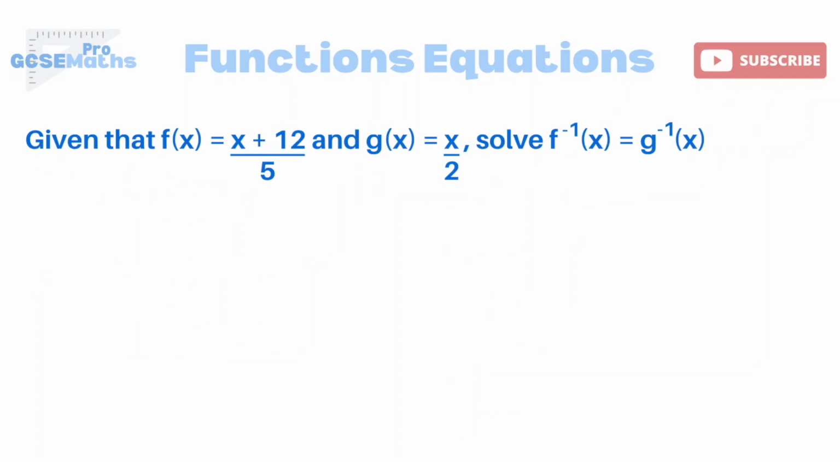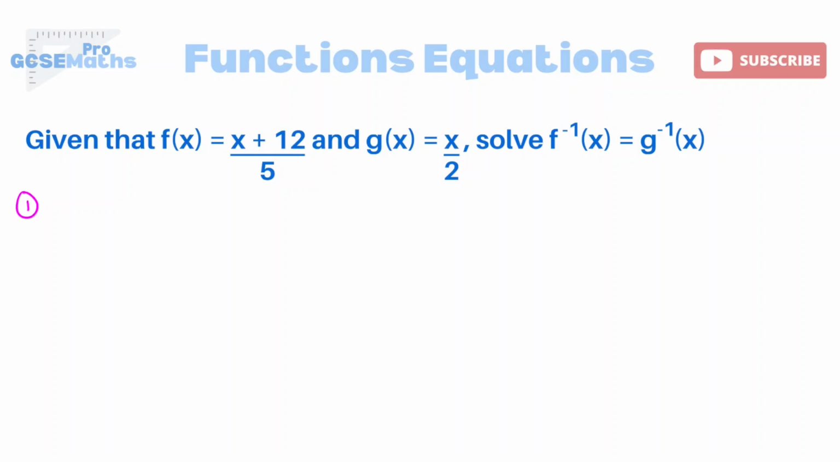Okay, we have 2 more examples. We're now moving into solving equations with the inverse function. So given that f of x is equal to x plus 12 over 5, and g of x is equal to x over 2, solve the inverse of f is equal to the inverse of g. Well, we might as well break it down into those steps again. Let's just work out what is the inverse function of f. So if you remember, we're basically inverting it, aren't we?